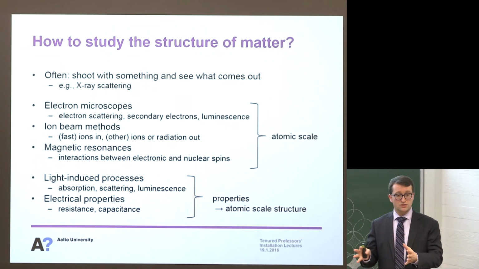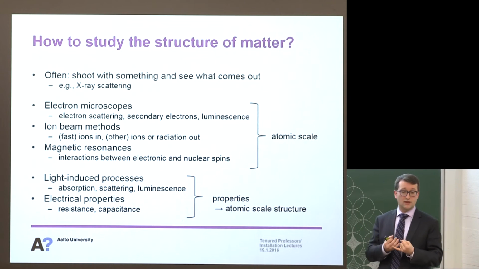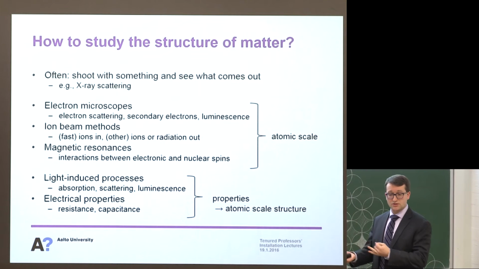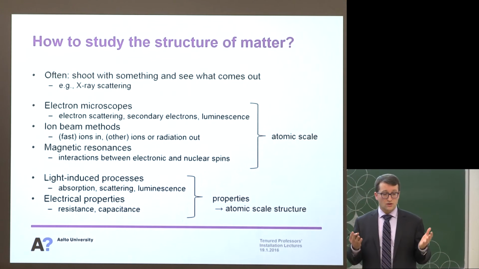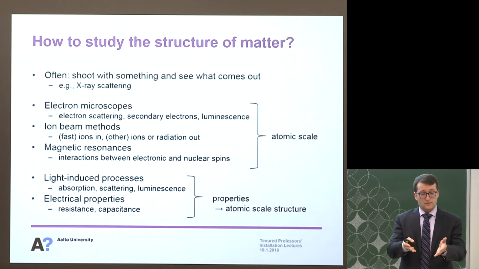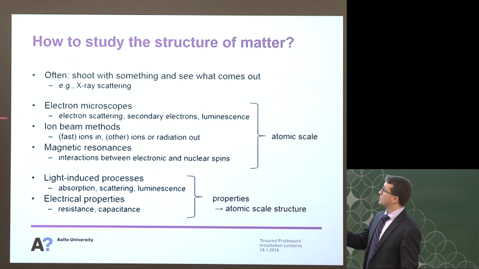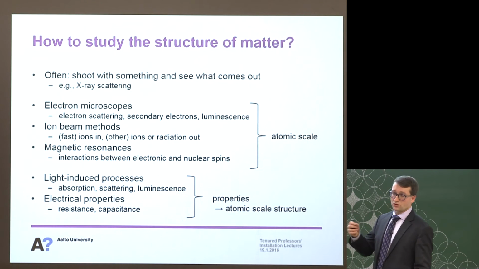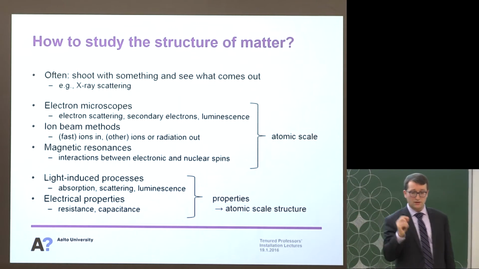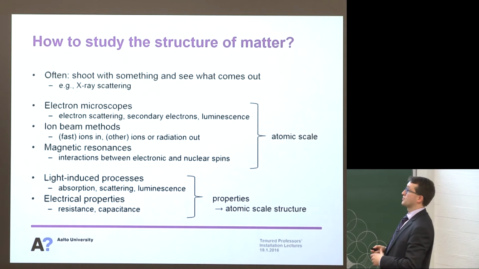You can shoot radiation at the sample, and then what comes out can be again electrons, or radiation, or atoms coming out of the sample, and we try to identify what made these things come out when we shoot this in. So you have electron microscopes, ion beam methods, magnetic resonances, and all these tell you something about the very little details of the atomic scale structures in this sort of material.